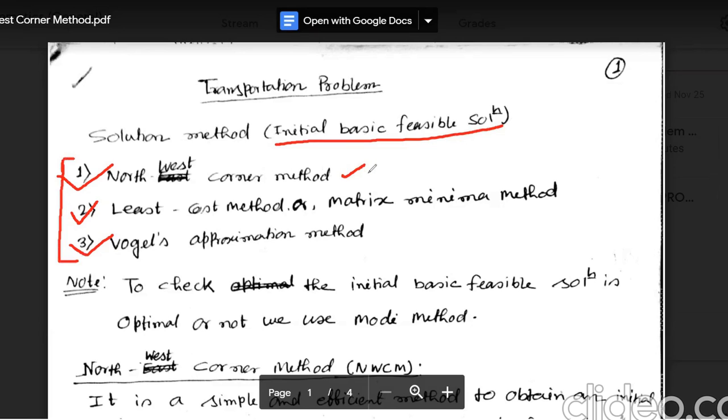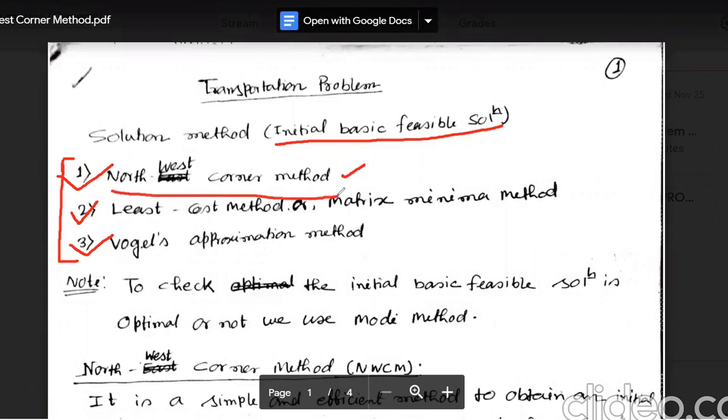So out of these, which one is the best feasible solution, that optimum solution will be tested by another method called the Modi method. By the Modi method, we will be able to test which one is the best feasible solution for the given transportation problem. That will come in the later part. So first we learn about the northwest corner method.